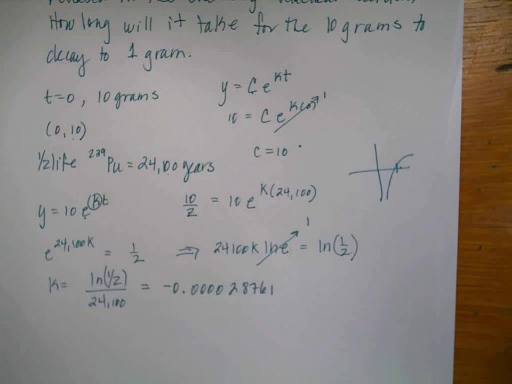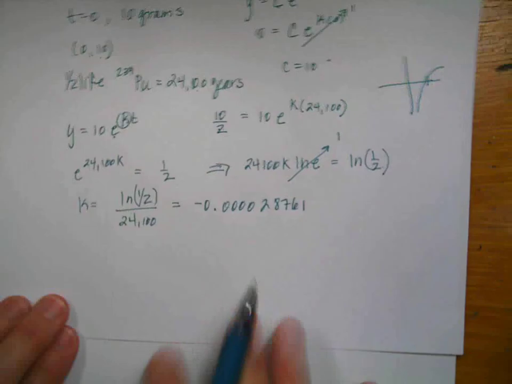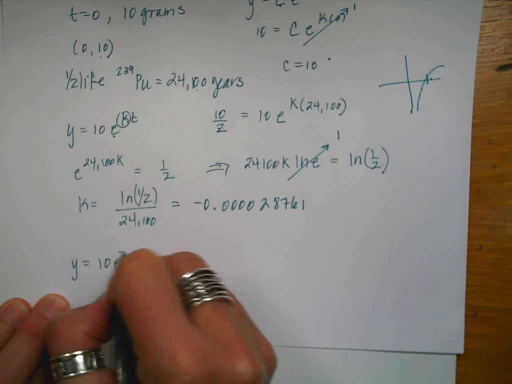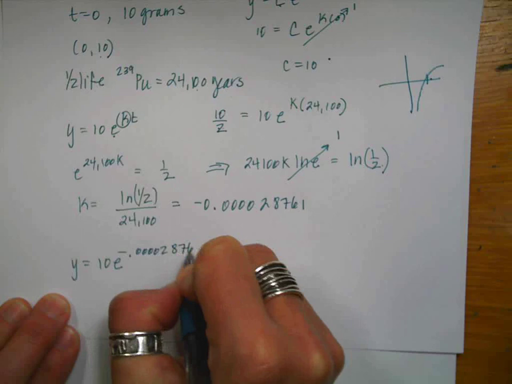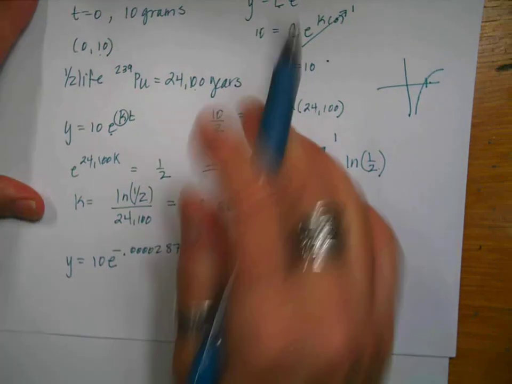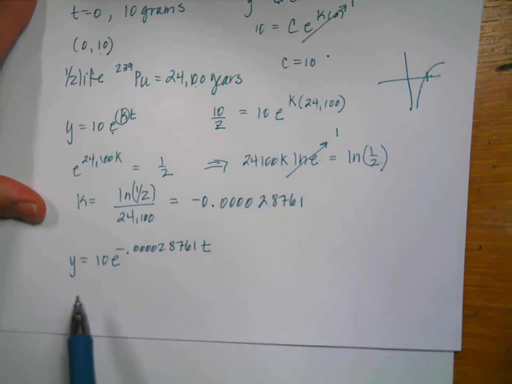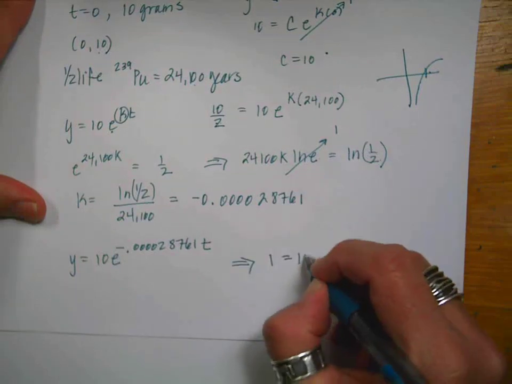Alrighty, so now at this point, I bring back my computer. Hate it when it stalls like that. Now I have enough information to write the model. So the model is y is equal to 10e to the negative 0.123428761 times t. And my original problem was, how long will it take the 10 grams to decay to 1 gram?